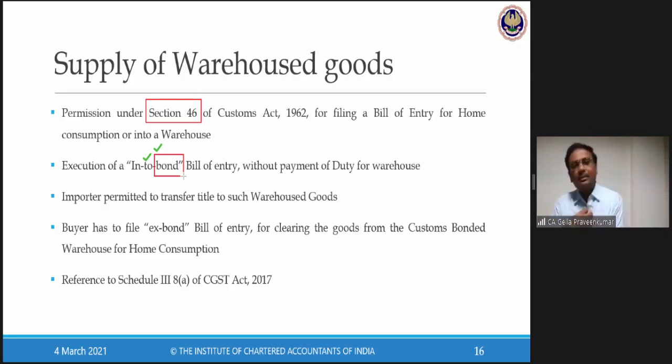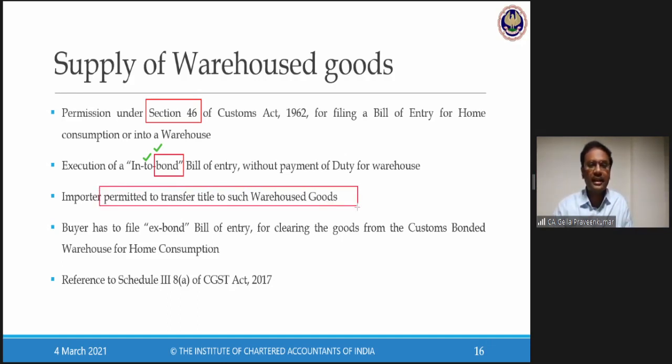Now here, as an importer, in this example XYZ and Co., when the goods have reached the customs frontier, I have an intention to see the global price and then decide. So what I will do, I'll file into bond to get those goods into my bonded premises. That importer is permitted to transfer title to such warehouse goods. This importer has a right to transfer. Customs authorities know XYZ and Co is the importer. When the goods are in a customs bonded warehouse, law permits me to transfer the title. So how does it happen? The buyer is going to file an ex-bond bill of entry. The buyer has to file ex-bond, taking the goods out of the bond, for clearing the goods for home consumption.